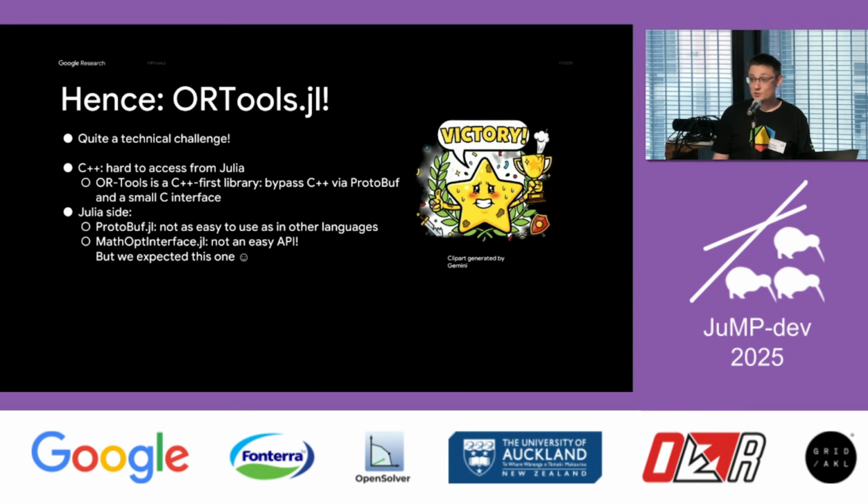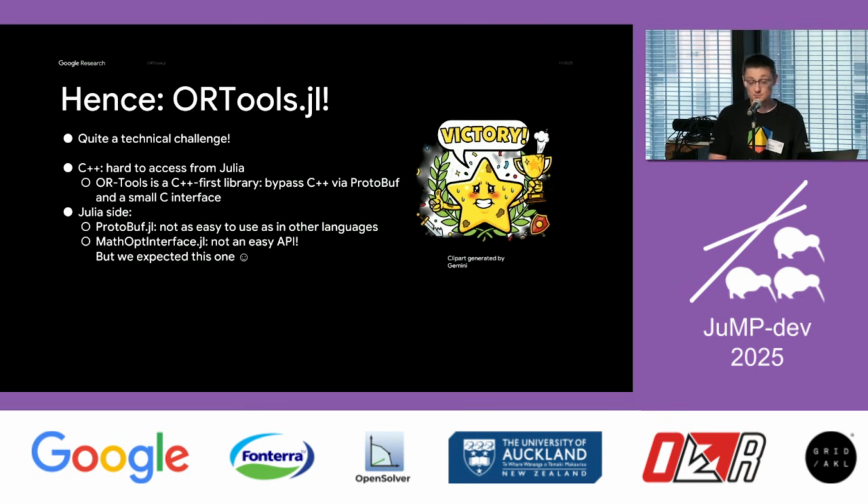But writing this package was not exactly an easy journey. There are a few keywords that are not really liked in the Julia community. The first one is C++, because it's not as easy to wrap C++ code as it is for C code. So we decided to bypass this C++ route by using protocol buffers and a very small C interface so that we can jump right into ORTools without having to use C++ from Julia.